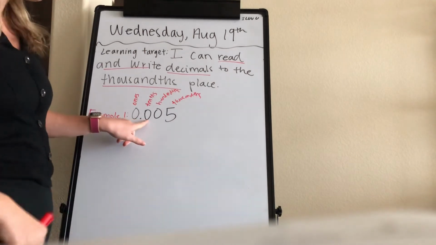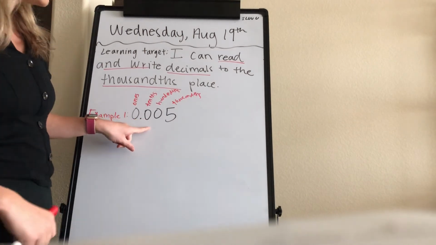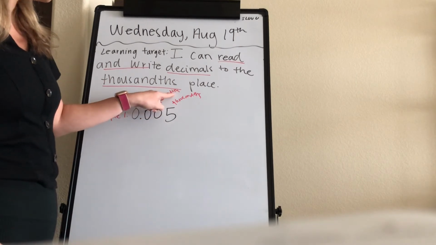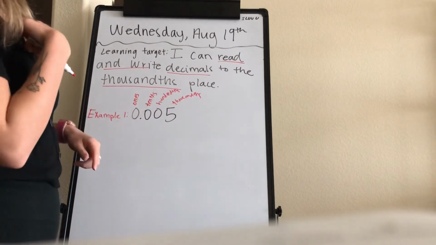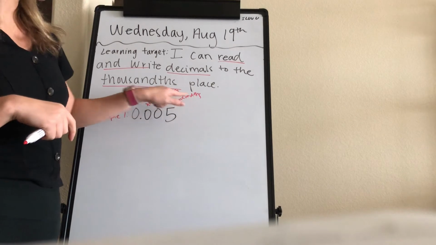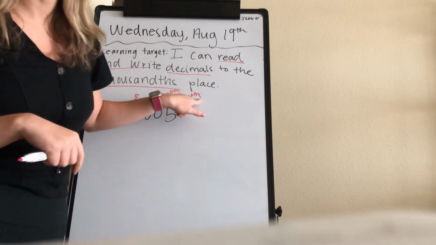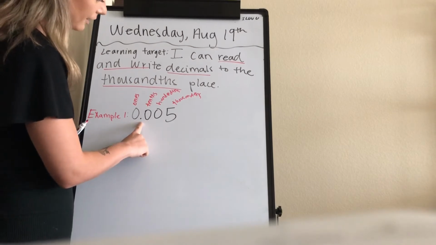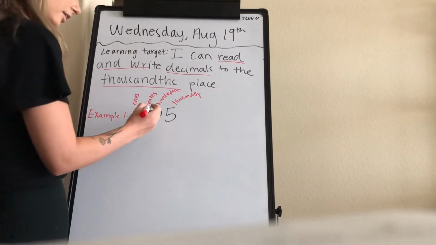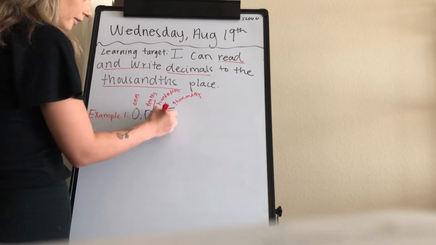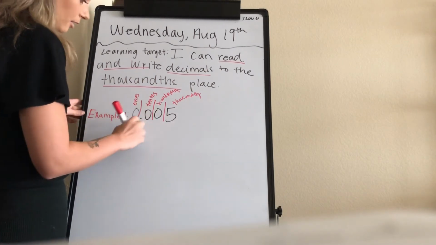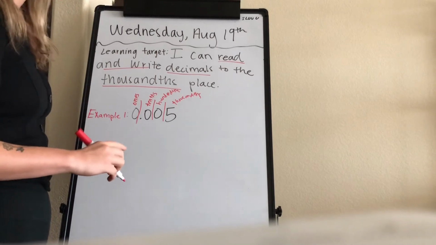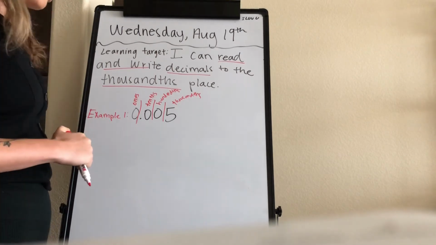So tenths is spelled T-E-N-T-H-S. Hundredths is just 100 with T-H-S on the end. And then thousandths is 1,000 with T-H-S on the end. Every number behind the decimal point ends in a THS. So we have our tenths, our hundredths, and our thousandths. And before the decimal is the ones place. Make sure you guys have that copied down.